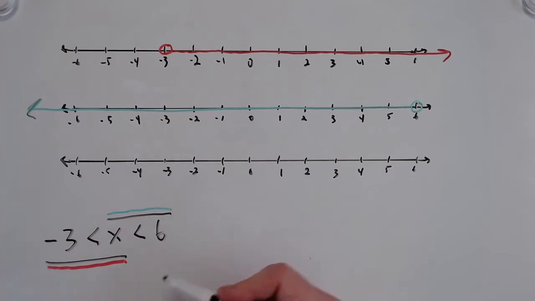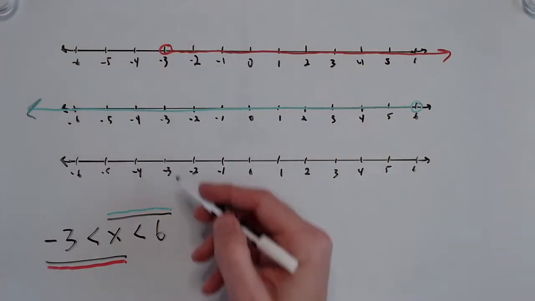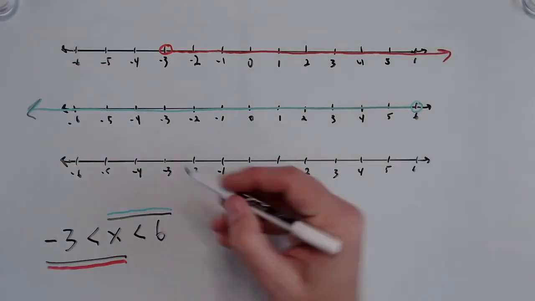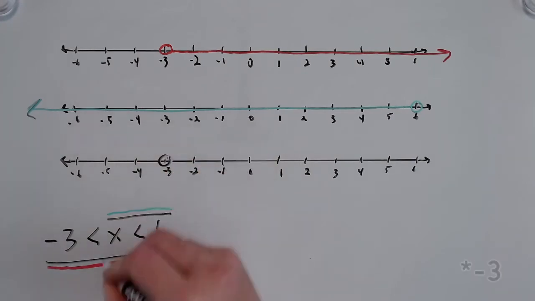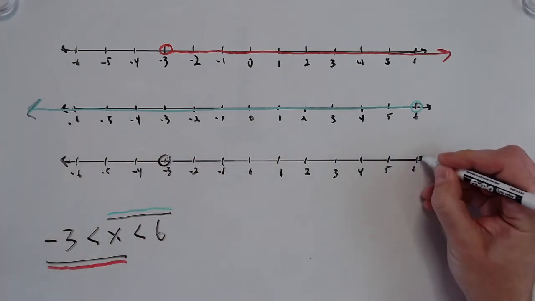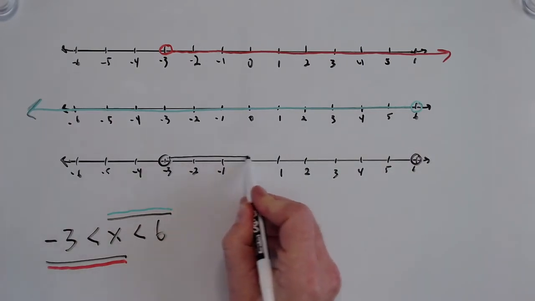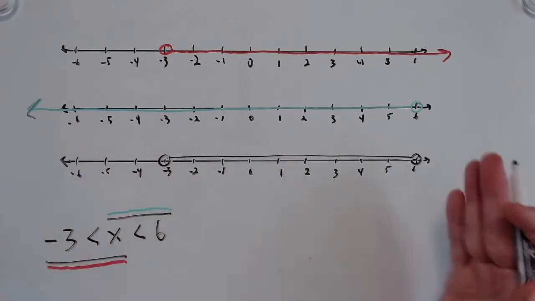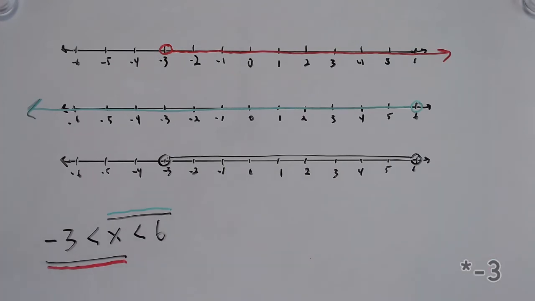So where is this statement totally true? It's only true at the intersection of the red and green graphs. So we know it's going to be between negative 3 and 6. So where do these two lines overlap? It's greater than negative 3, so we know we have to draw a circle. And it's less than 6, we have to draw a circle, and it's in between those two. So it's this graph here. I'm just kind of drawing above the line to show. There are no arrows, it's only between these two points. It does not include negative 3, does not include 6.